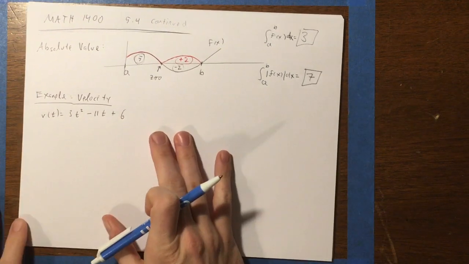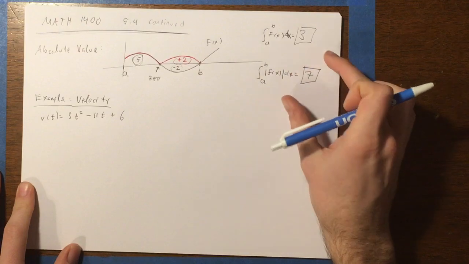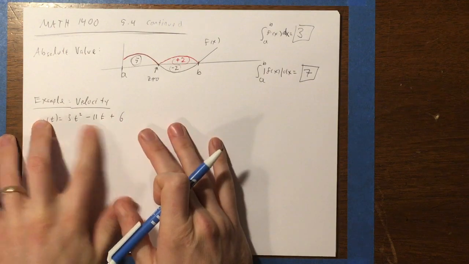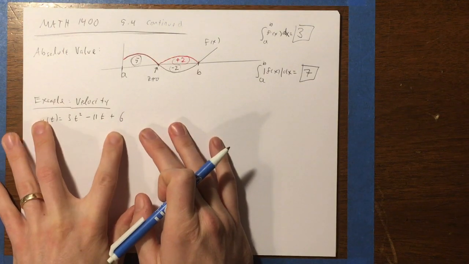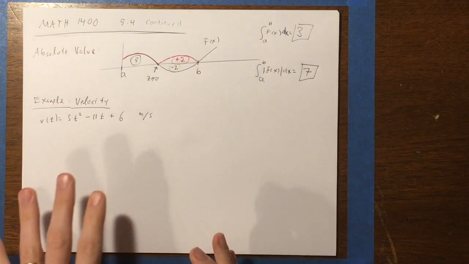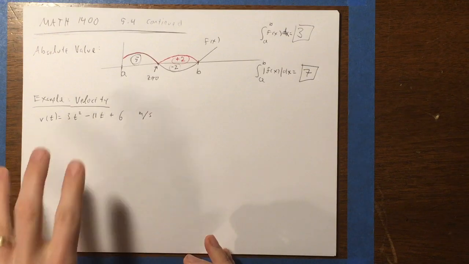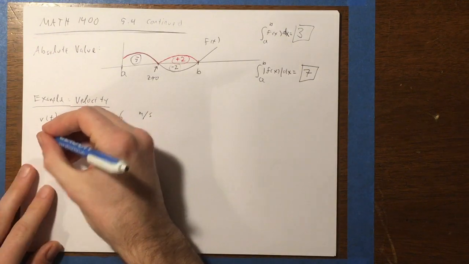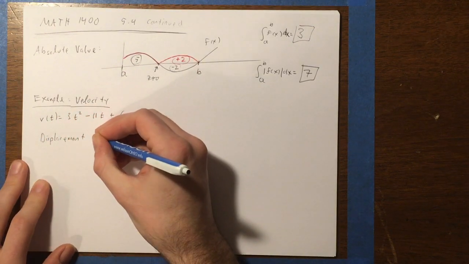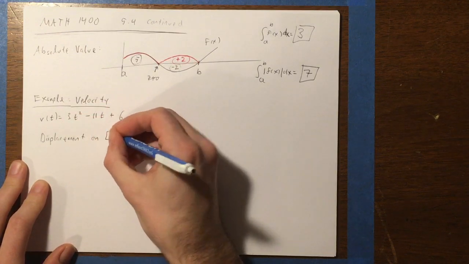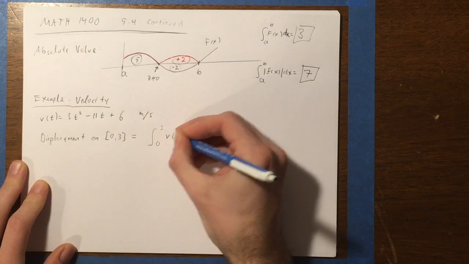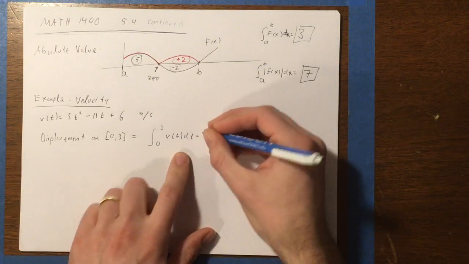So first of all, let's talk about what this idea of absolute value is going to mean in a real-world context. If you have a function v of t equals velocity, here's an example function, 3t squared minus 11t plus 6, and let's say we're talking about meters per second. If you take the integral of a velocity function, what we learned earlier in the section is that gives us displacement. So let's calculate the displacement on the interval from 0 seconds to 3 seconds. That's going to equal the integral from 0 to 3 of our velocity function, v of t dt. Let's just do that integral real quick.